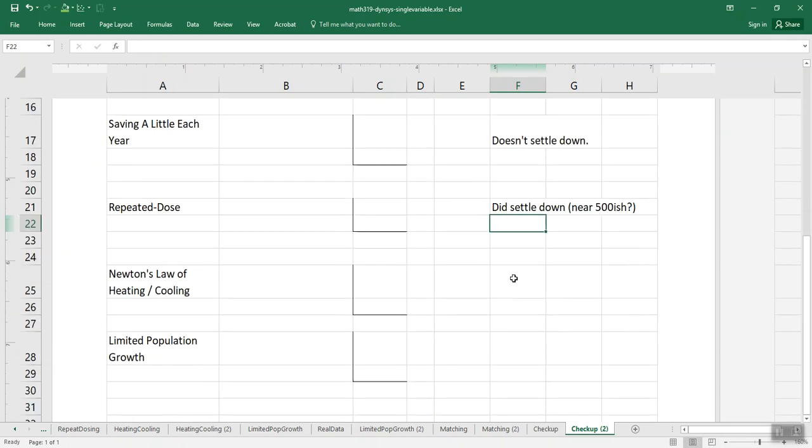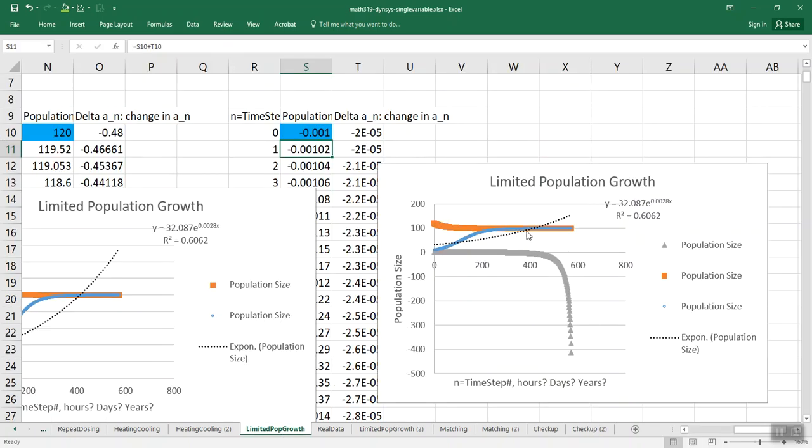Newton's law of heating and cooling did settle down to the ambient temperature, so that was interesting. And then limited population growth, that one got really complicated. Let's go take a look at that.